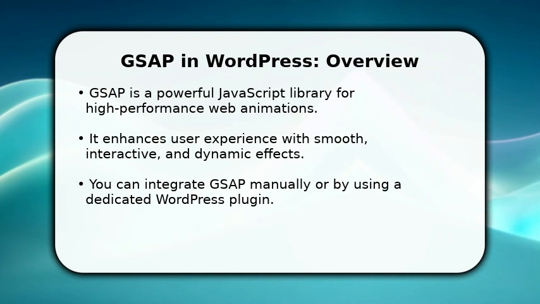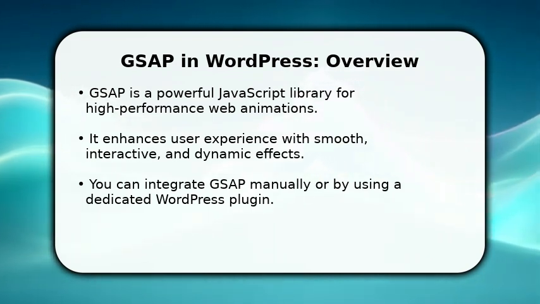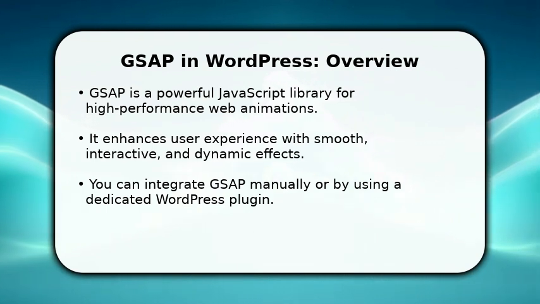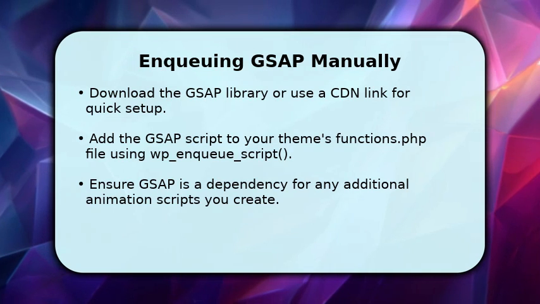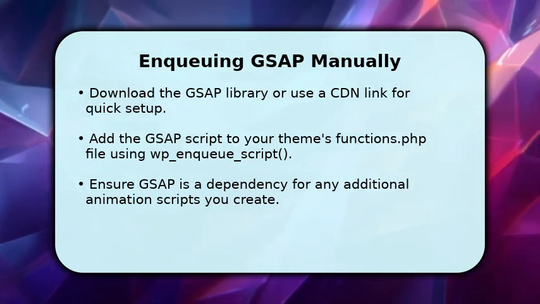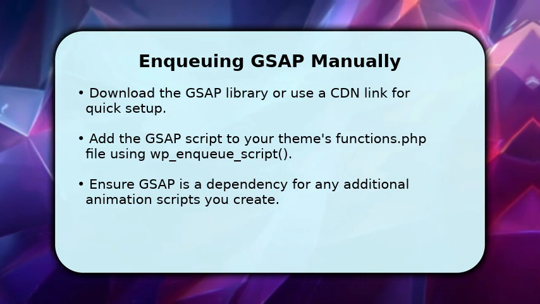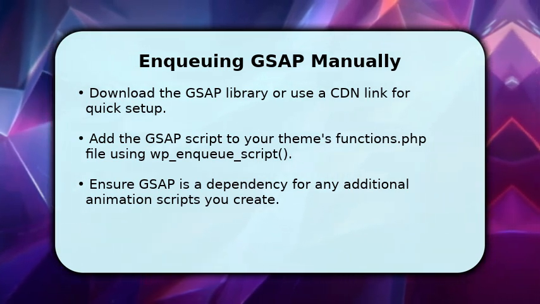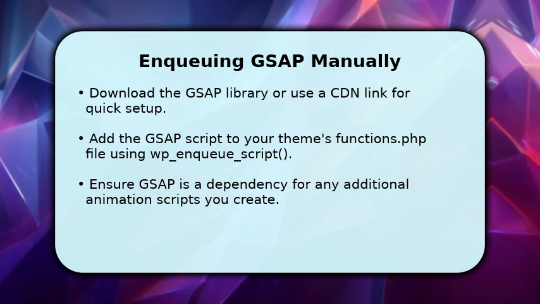You have two main approaches for integration: either manually embedding the library into your site's code or utilizing a specialized WordPress plugin. For manual integration, first, obtain the GSAP library. You can download it directly from the GreenSock website or opt for a CDN link for a quicker setup, which loads the library from a trusted server.